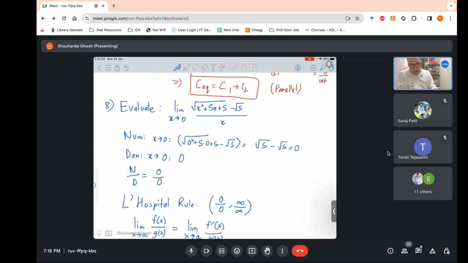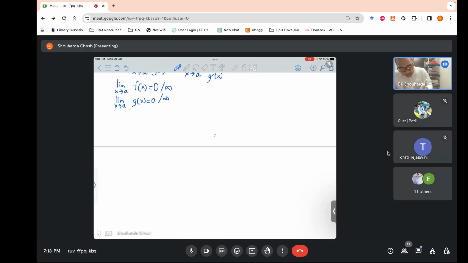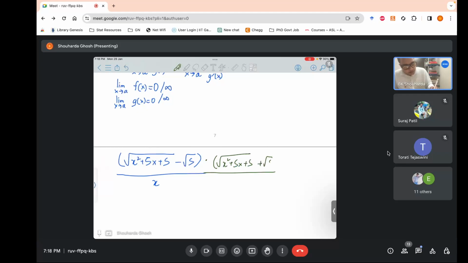So let's look back at this. There's a more interesting thing over here. There's something called rationalization, which you have learned in class 8 or 9, and I'm sure. Whenever you see square root and all these plus minus things, always try to use rationalization rather than L'Hopital's rule. Square root of x square plus 5x plus 5 plus root 5, so we are multiplying it by its conjugate.